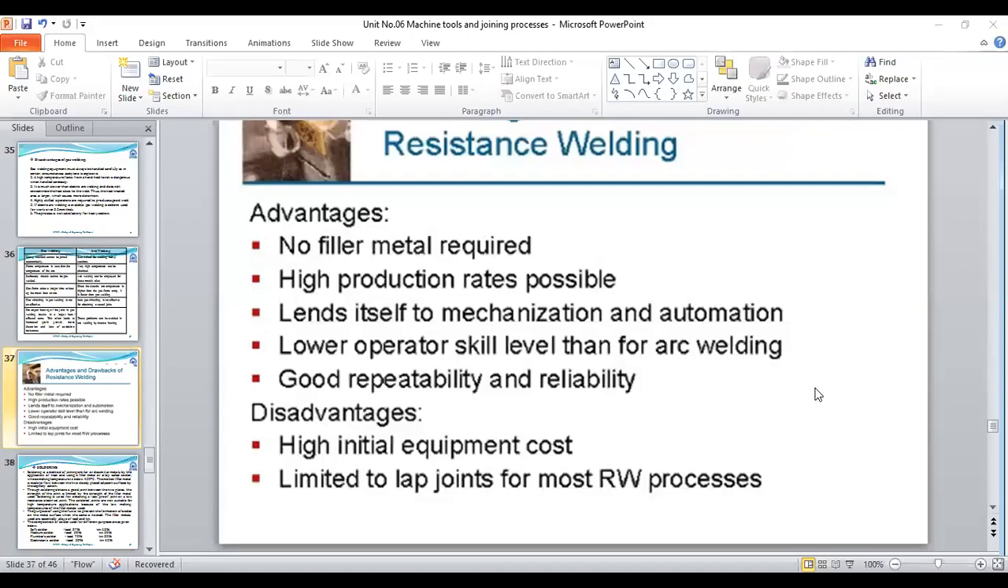So here are the advantages and disadvantages of spot welding. What are the advantages? No filler metal is required. In spot welding, we do not require any additional filler metal, as we have seen in arc welding and gas welding, where we need some extra filler metal, meaning metal other than the workpiece. That metal also melts, and we deposit that melted metal into the molten workpiece.